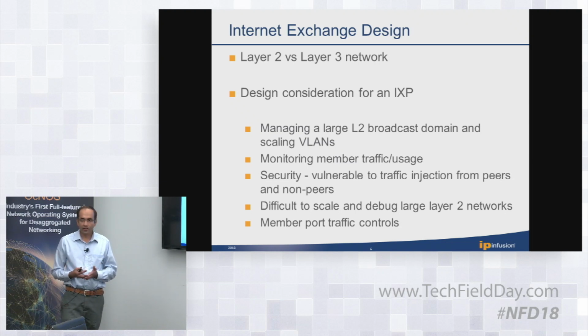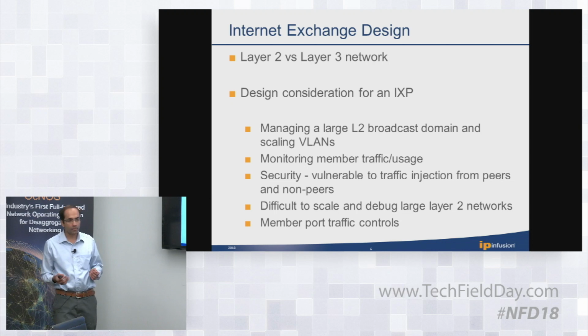So if we look at the design of an IXP, there are two models. One is a layer 2 network, and the other is a layer 3 network. By default, today, layer 3 is not preferred. So layer 2 is the preferred mode of designing these types of networks. The reason is simplicity and also managing the whole member connections, and so you get a lot of tweaks when you do a layer 2 network, and it's much simpler to manage and exchange the data.